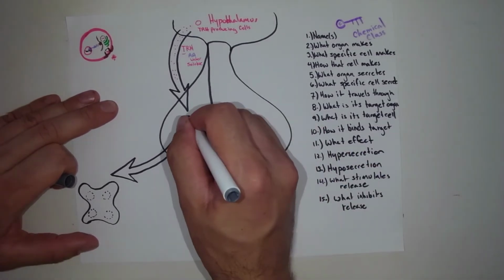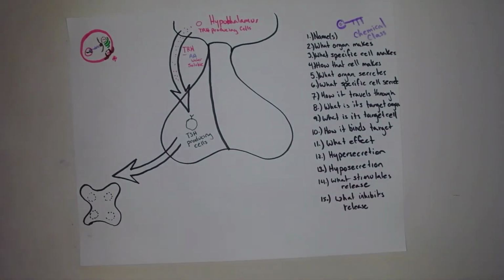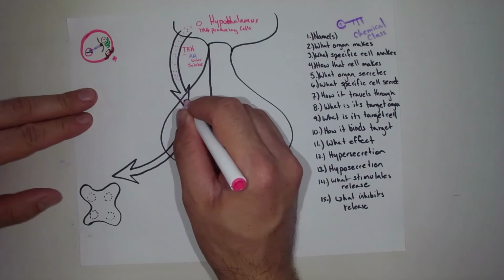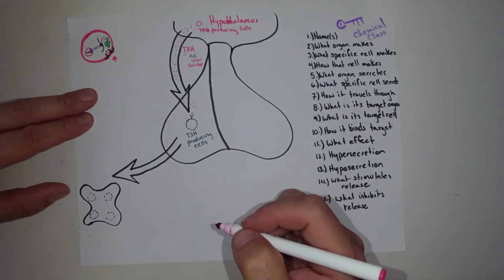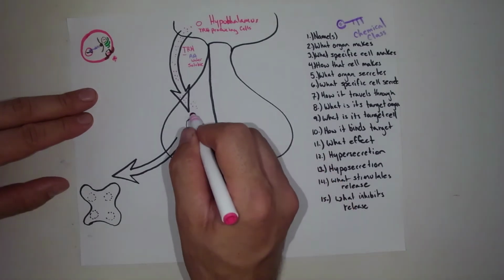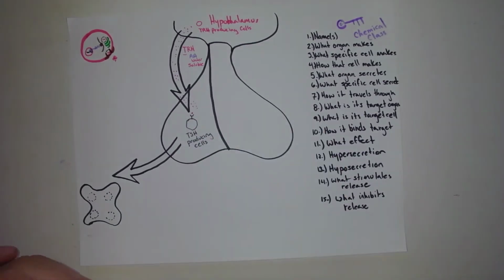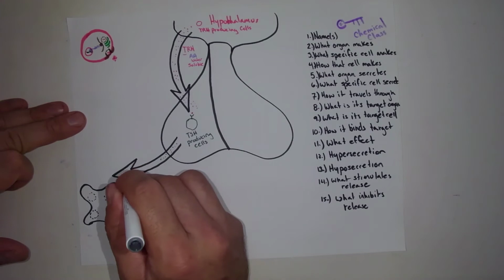And when it binds to this TSH-producing cell, we're going to learn in an upcoming video how amino acid-based hormones affect their targets. But it's going to bind to a receptor on the cell surface, and through a second messenger system cause this TSH-producing cell to release a hormone of its own, TSH.